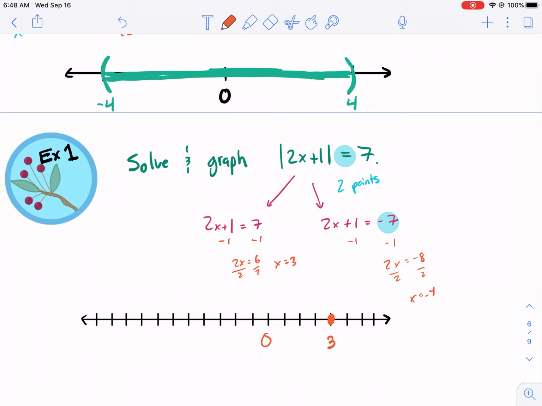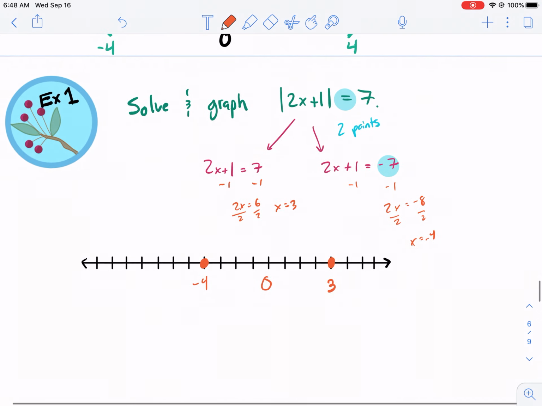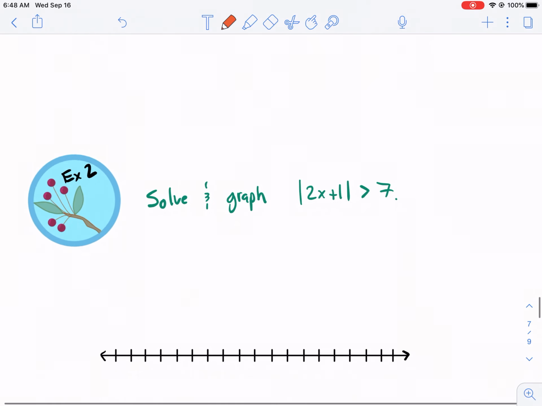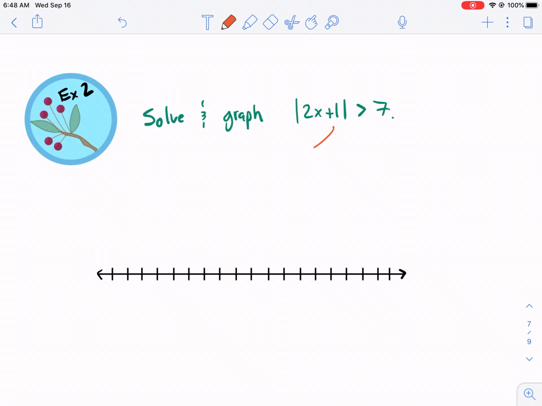Okay, so now our solution, 1, 2, 3, 4. 1, 2, 3. Okay, good. Okay, so our solution is just 2 points. There's only 2 locations that satisfy this equation, and that's -4 and 3. So this one's pretty simple. Let's get into a more complicated one. Here we have solve and graph. We got to split this again.